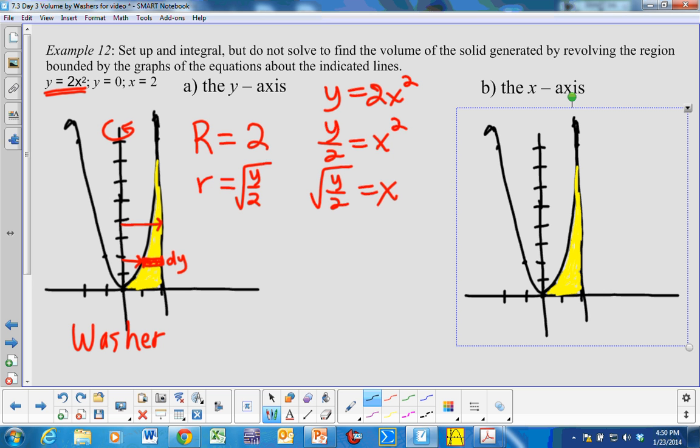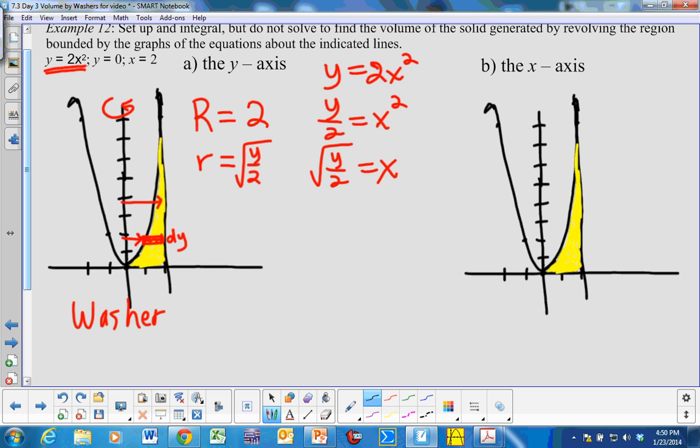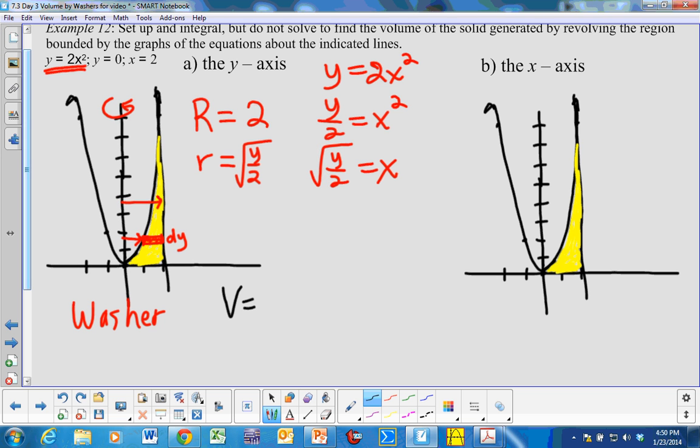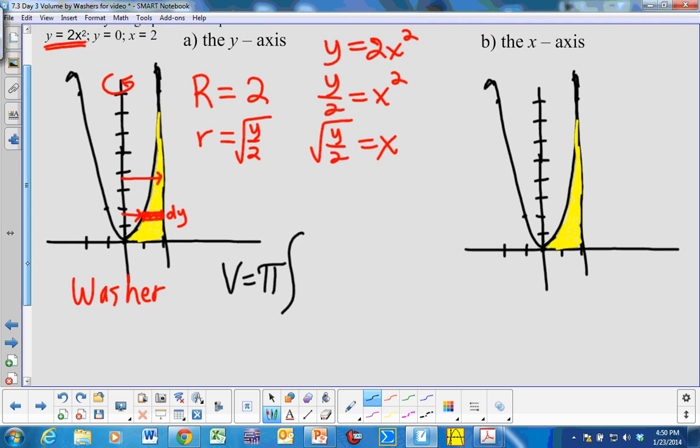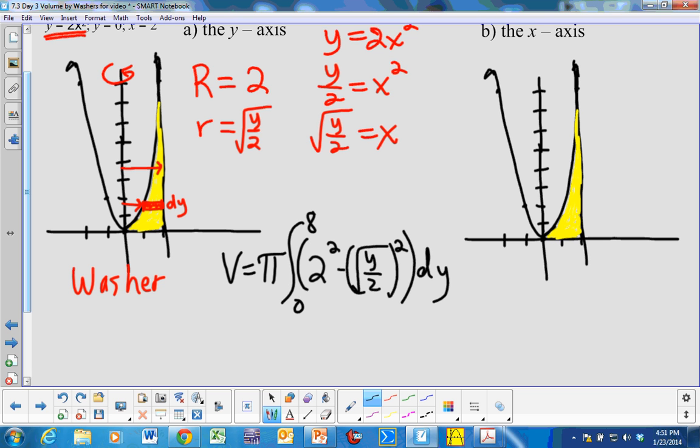So my volume is going to be pretty simple. It's basically still just pi r squared. It's just pi integral. Well, everything's in terms of y. My width is delta y, so I'm going to go from 0 to 8 because that's the top of my region up there. 8 was the last point I put on there. And then I have outer radius squared, 2 squared, minus inner radius squared, which is the square root of y over 2 squared, dy. And that's it.